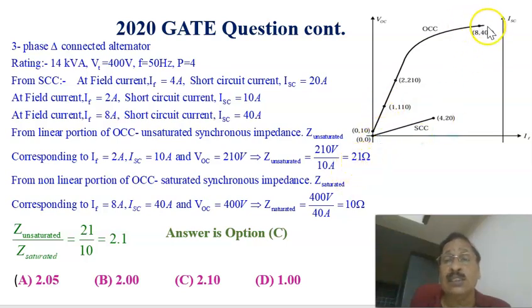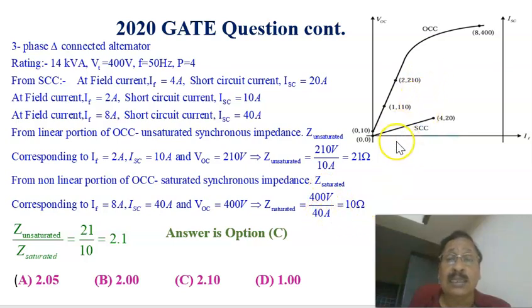Now, in the saturated region, the open circuit voltage equals 400 volts, and the corresponding short circuit current we calculated for an 8 ampere field current is 40 amperes. Therefore, 400 volts divided by 40 amperes gives the synchronous impedance in the saturated region. Z saturated equals 400 divided by 40, equal to 10 ohms.